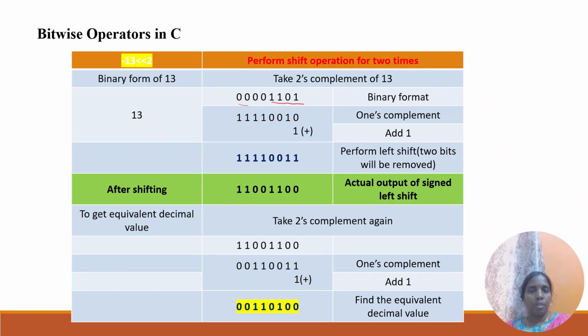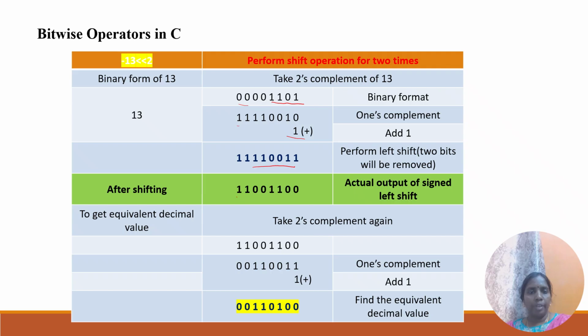So first we have to find the 2's complement of this input. When you take the 2's complement, convert all 0s to 1 and 1s to 0. So in this case, the output becomes 1 1 1 1 0 0 1 0, and then add 1 to it. From this, we get 1 1 1 1 0 0 1 1. So this is the 2's complement of 13. When we perform this shifting, the output becomes 1 1 0 0 1 1 0 0, after the left shift by 2.